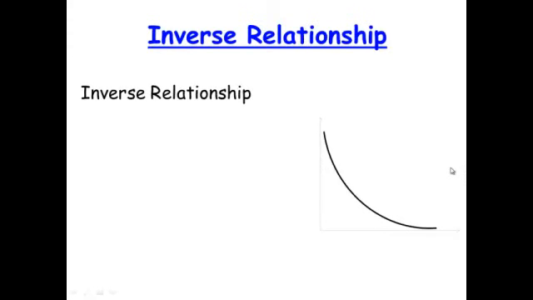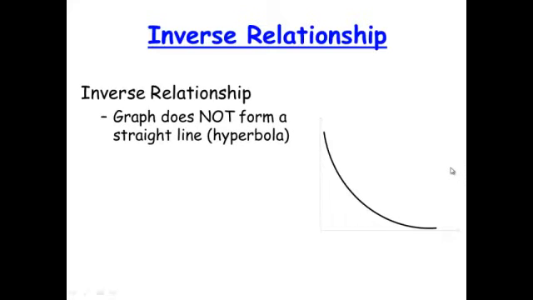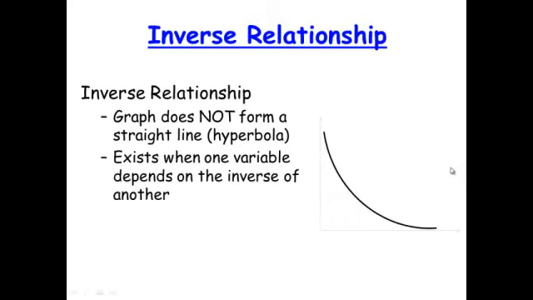Inverse relationships have graphs that do not form a straight line. They are curved and hyperbolic. They exist when one variable depends on the inverse of another. The formula for an inverse relationship is y = a/x.